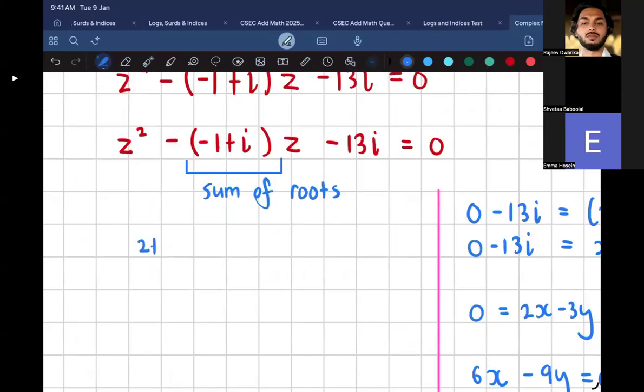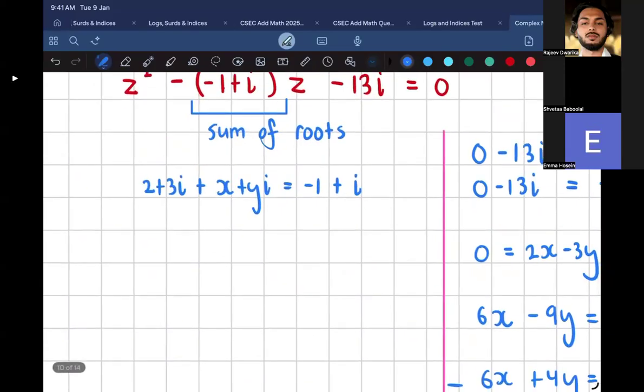So you would say 2 plus 3i plus the other root, which is x plus yi, and that would be equal to minus 1 plus i. And so if you equate the real parts, you'll get 2 plus x is equal to minus 1. And then you're going to get 3 plus y is equal to 1. And so x would be equal to minus 3, because you move across the 2 and it turns into minus 2. And you move across the 3 here, and you're going to turn to 1 minus 3.